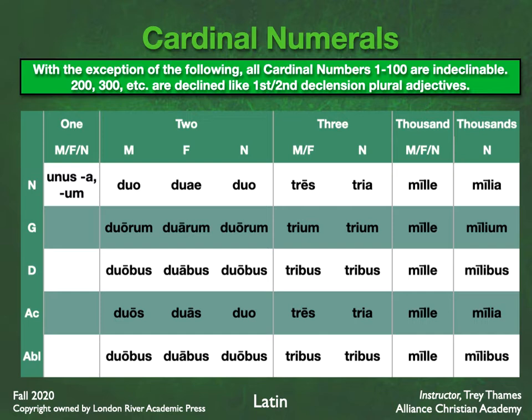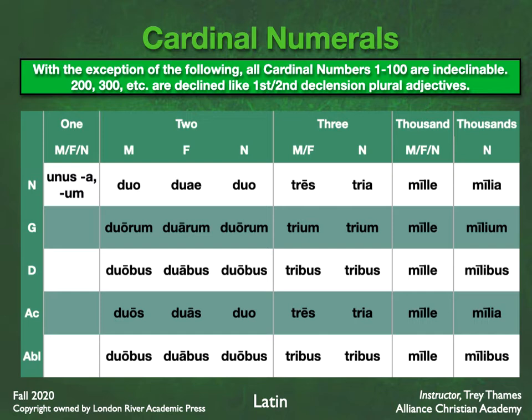2 is duo, duae, duo. That's your masculine, feminine, neuter. And it's only plural, which makes sense because you can't have a singular 2. So it's only plural, and it's duo, duorum, duobus, duos, duobus. Then the feminine: duae, duarum, duabus, duas, duabus. Neuter: duo, duorum, duobus, duo, duobus. So that's how you decline the number 2, only in the plural.